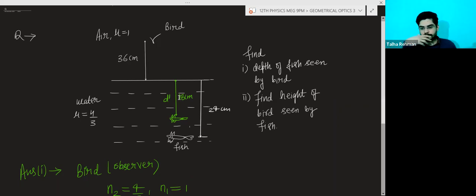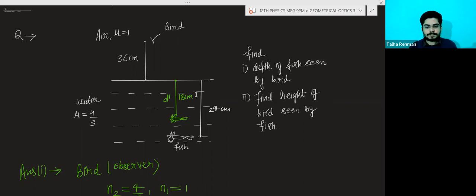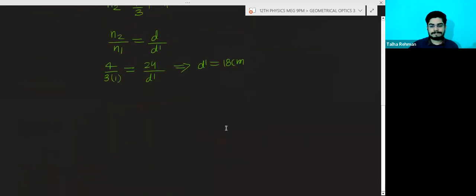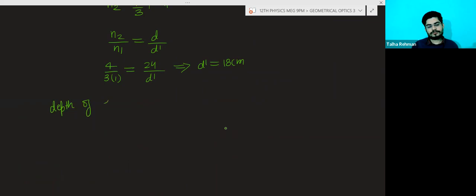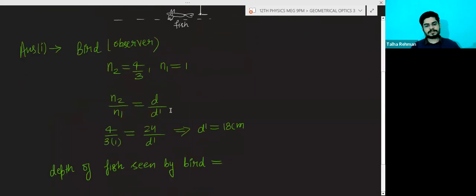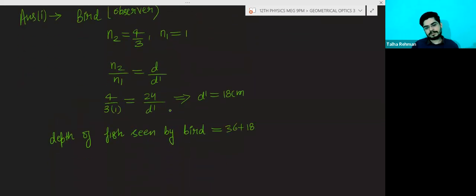Got it, na? How will you calculate? This is the position of the fish with respect to this surface. But as seen by the bird, the depth will be 36 plus 18 centimeter. So you can say the depth of fish seen by bird is equal to this 36, the bird is at 36 centimeter, plus 18 centimeter. 36 plus 18 will be equal to 54 centimeter.